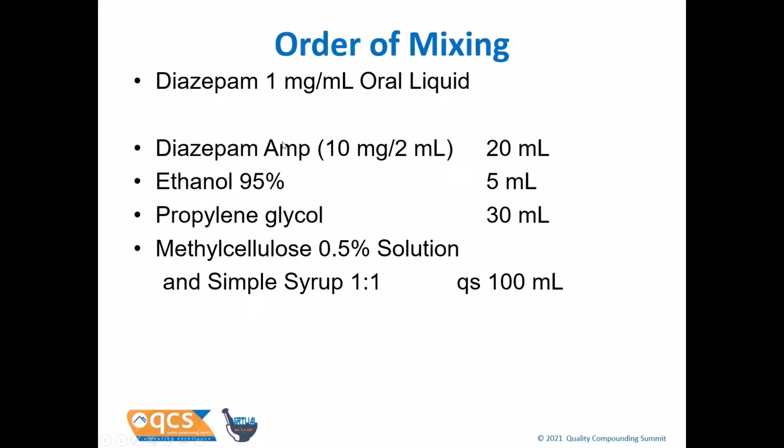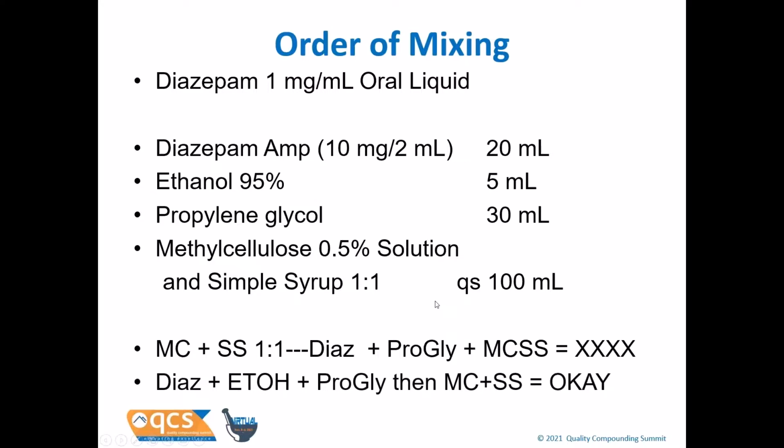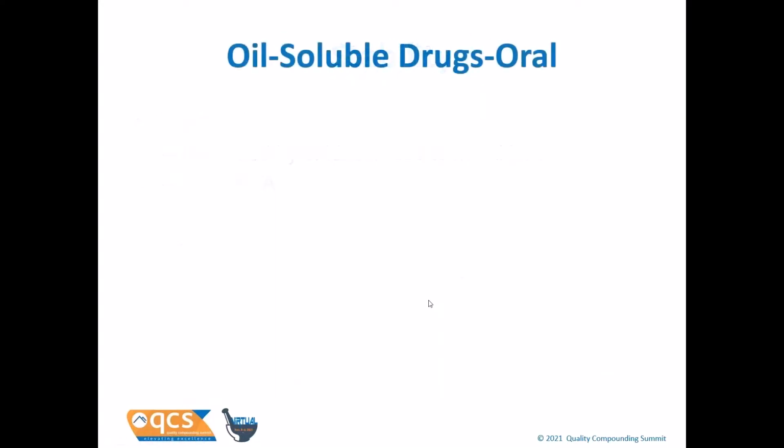A formula was given for the pharmacist to compound using Diazepam Injection, 20 milliliters, ethanol 95%, 5 mils, and propylene glycol 30 mils. And he was to mix it. This is going to be an oral liquid. He's going to mix that with methyl cellulose 0.5% solution mixed 1-to-1 with simple syrup. Okay, so what's the big deal? Well, let's look at it and see.